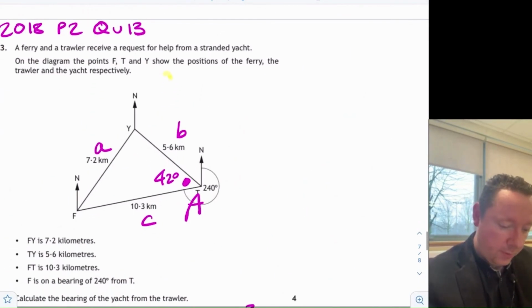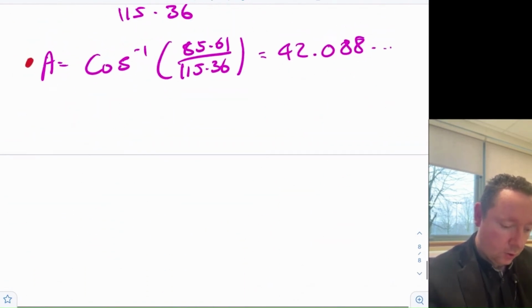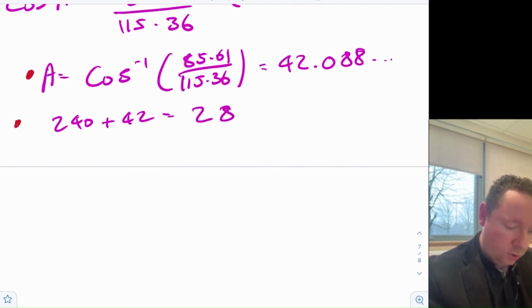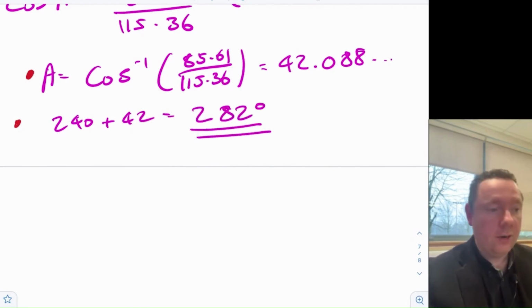Then our fourth mark is for calculating the bearing. Just to remind you, the bearing is 240 plus this 42. So we can do 240 plus 42, which is 282 degrees for our final mark.